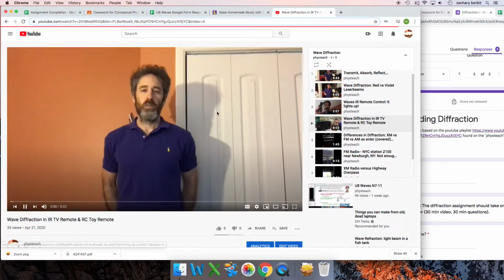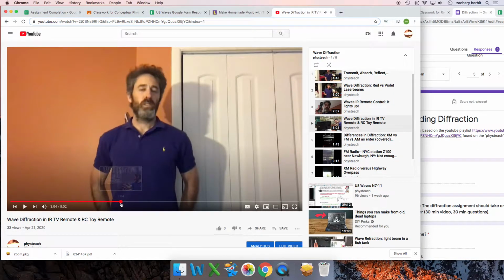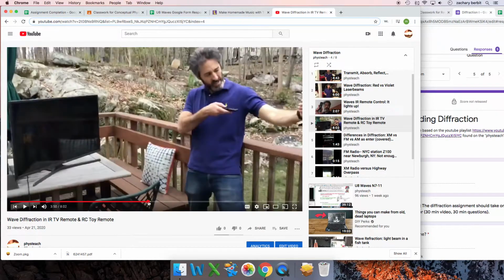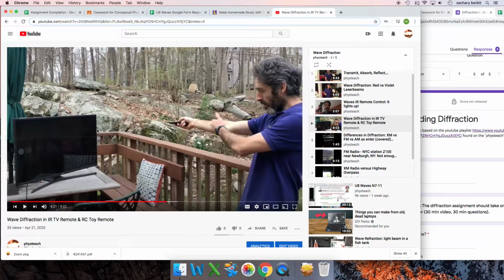What we found when we went outside is we were able to actually bounce that infrared off the reflective phone, and also we were pointing a bit off, and still it worked. So note 4, infrared reflects and diffracts. Infrared is a wave.